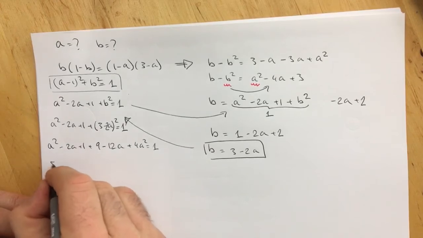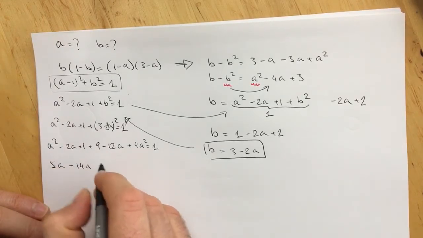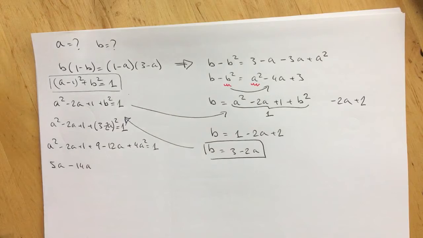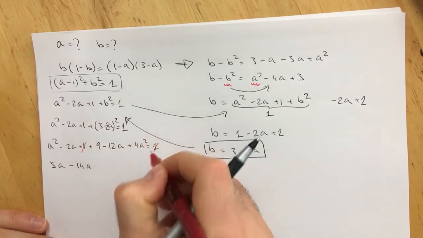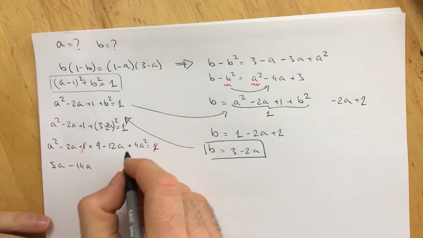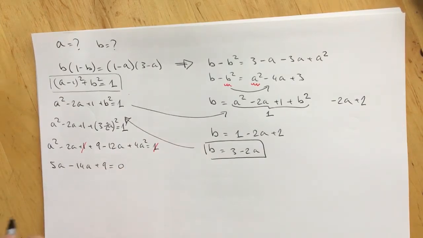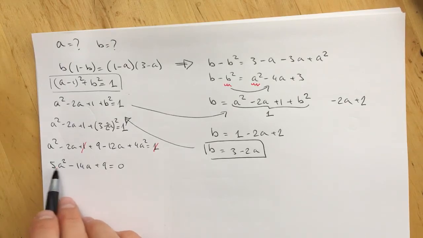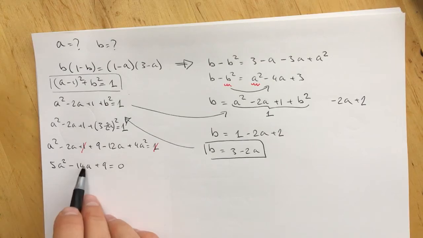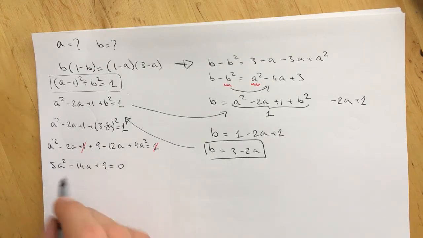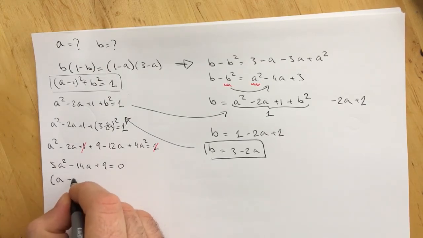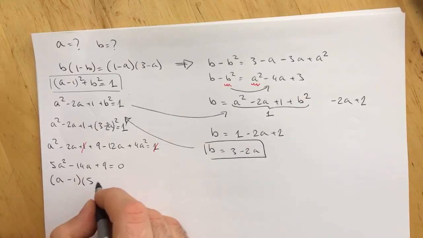And now add the terms, that's 5A squared minus 14A. 1 and 1 cancels out. So plus 9 is equal to 0. Okay, and this is squared here. So I can see that A being equal to 1 solves this equation, right? 5, if A is 1, so 5 minus 14 is negative 9 plus 9 is 0. That means that one of the factors is A minus 1, then the other factor is 5A.